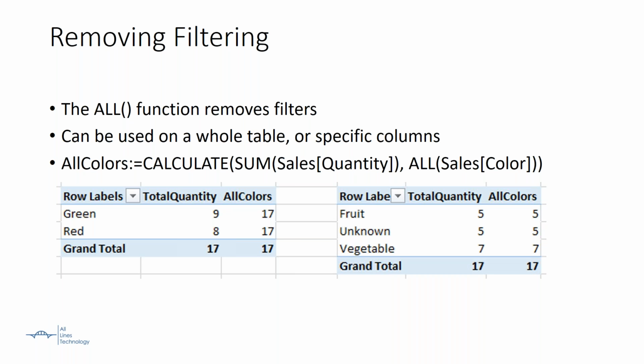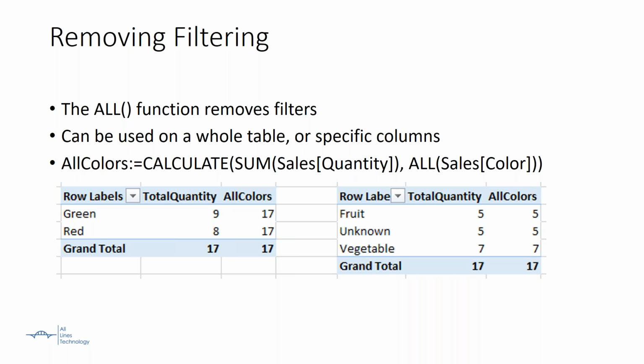If we look over on the right, instead of filtering on color, we're filtering on product type. And here, total quantity and then all colors is identical because color doesn't come into it and ALL isn't affecting product type. Now, if we were to do ALL of just sales, if we got rid of that color bracket, then it would be 17 no matter how you sliced and diced it, at least for this value. So that's how we remove filtering.